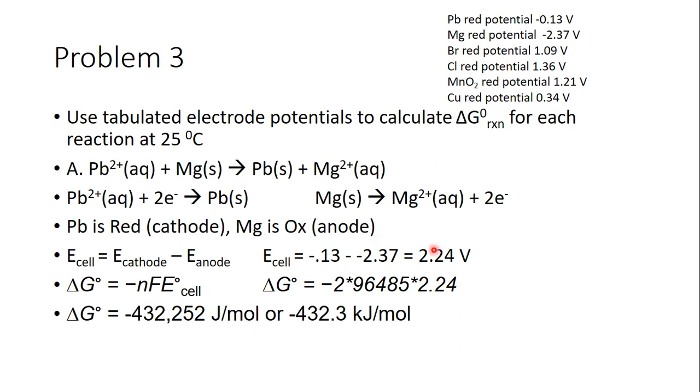Now that we have E cell, we can calculate delta G, because delta G equals negative NF E cell. The number of electrons in our balanced redox reaction is 2. We have 2 in each equation, so that's where N of 2 is coming from. Faraday is 96,485. E cell, we calculated, is 2.24. So delta G is negative 432,252 joules per mole, or negative 432.3 kilojoules per mole.